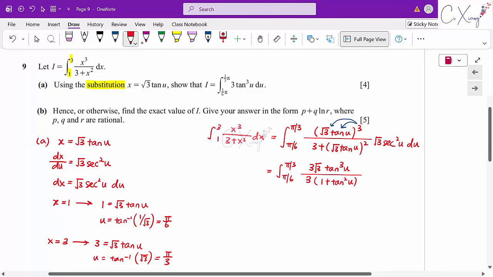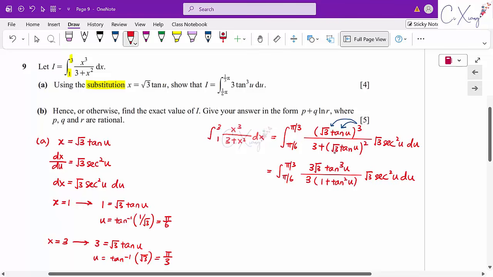It is because when I square this particular term, I'm having 3 tangent square, right? So 3 tangent square plus 1. The 3 tangent square plus 3. So I factorize out the 3. Then I left only 1 plus tangent square inside. Okay, then after that, for this particular part here, I just copy it.